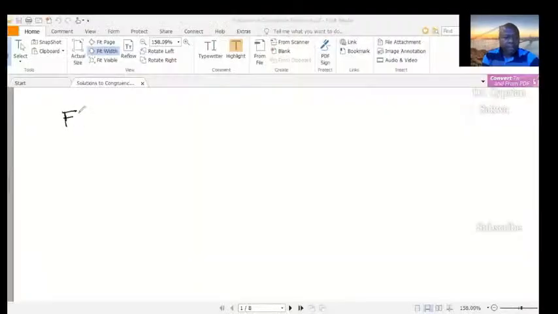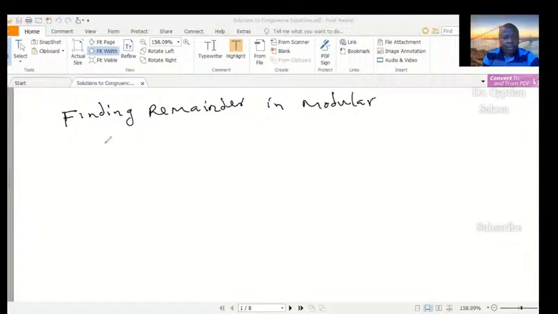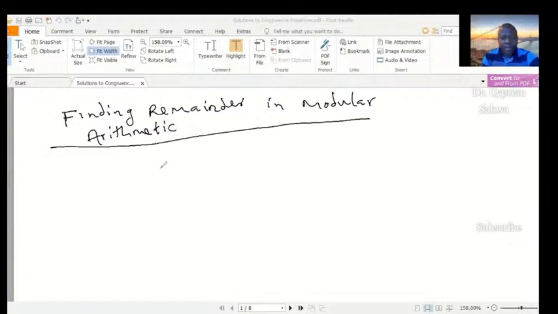Today's topic is finding a remainder in modular arithmetic. In our examples, we look at various methods of finding a remainder.